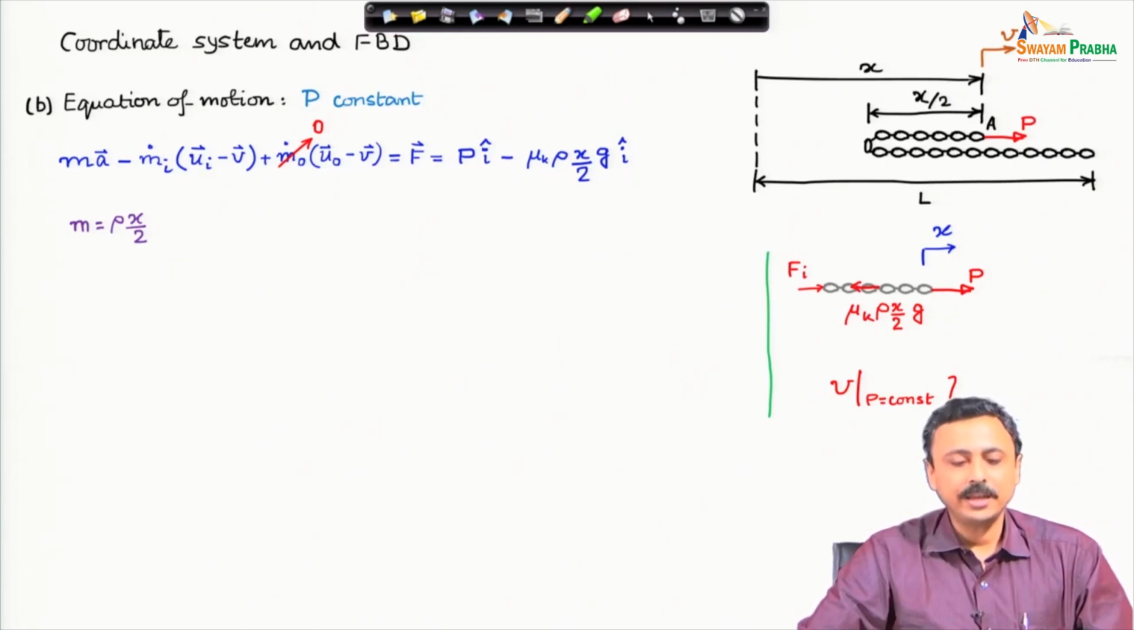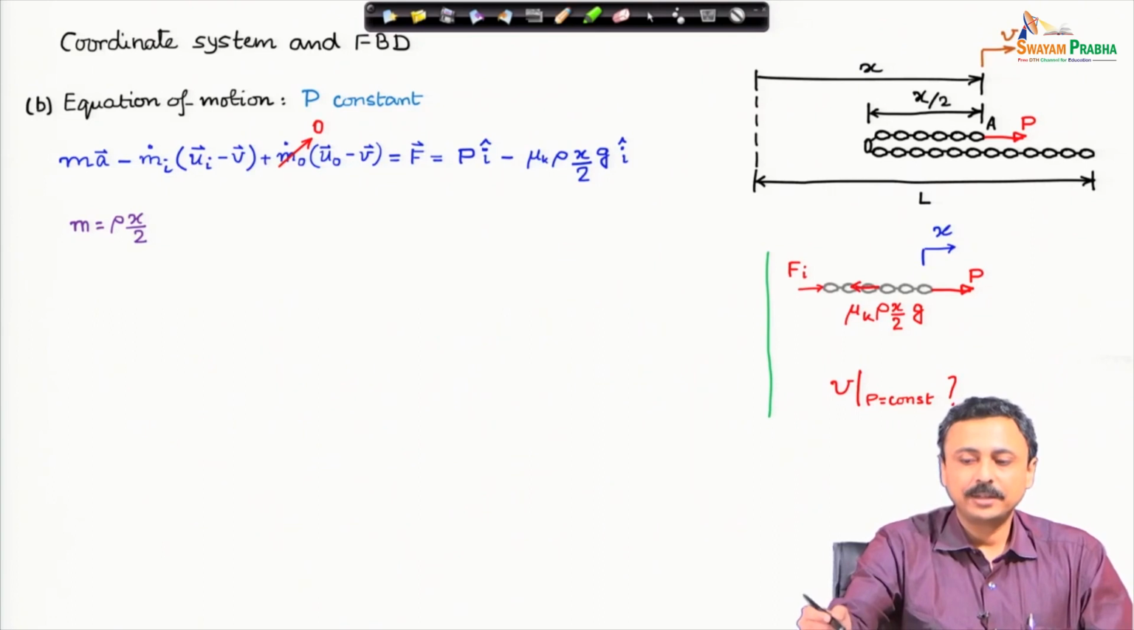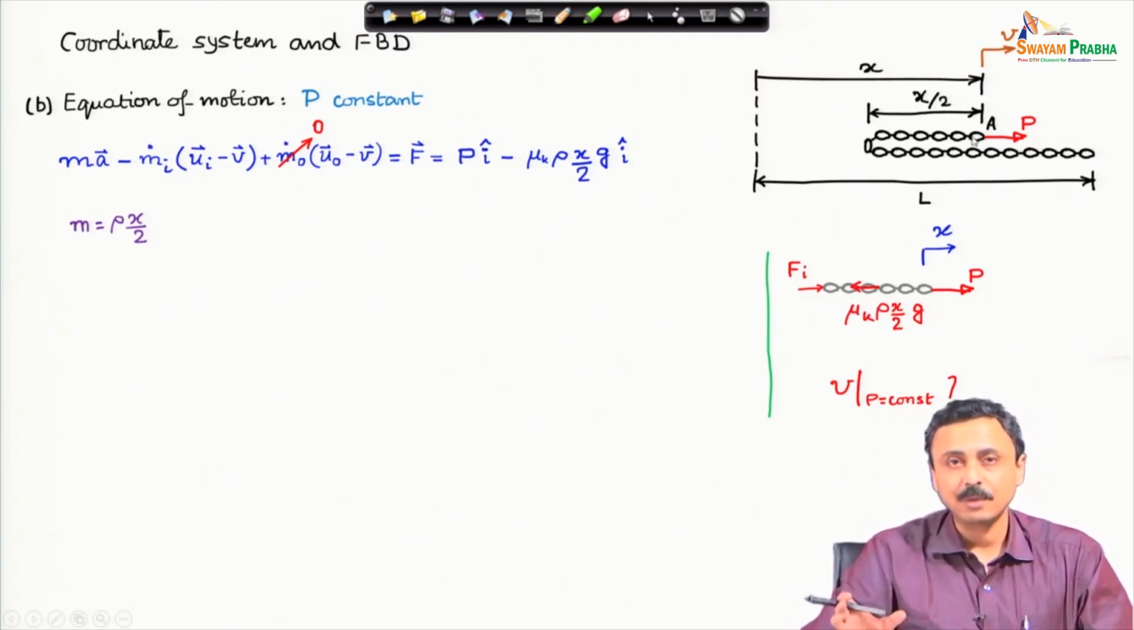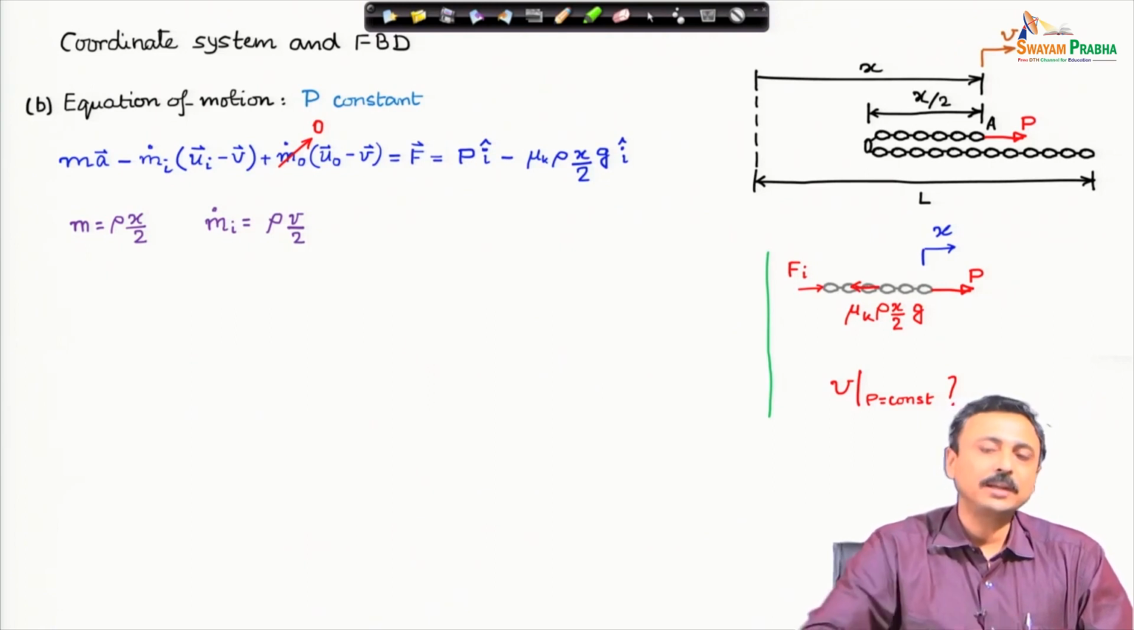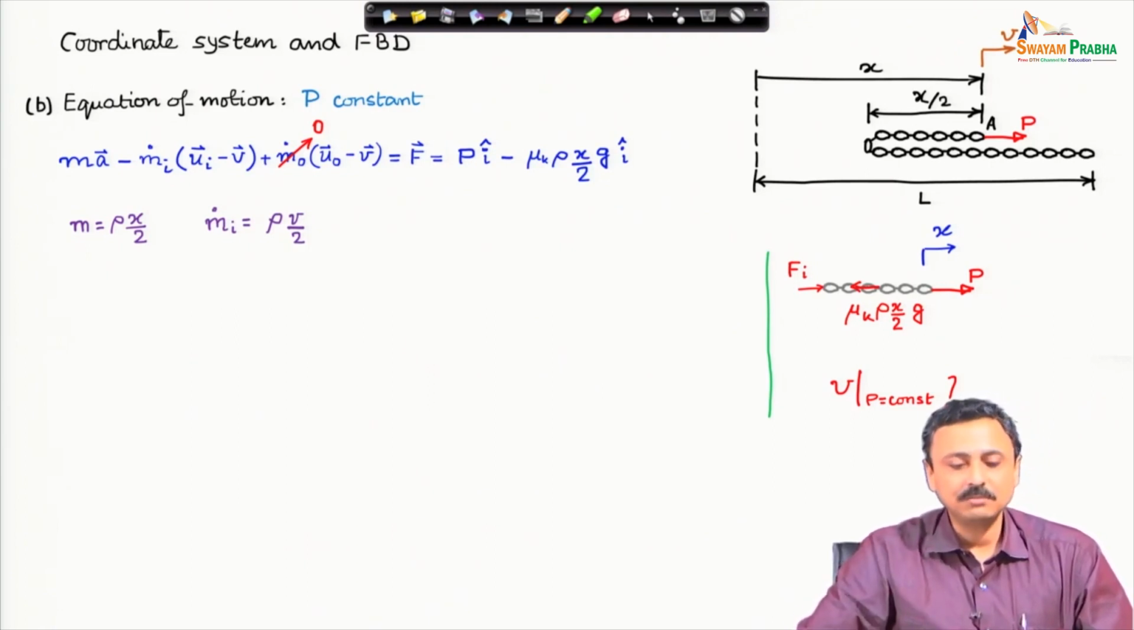Mass of the system at any point of time is rho x by 2, because at any point of time after the point A has moved a distance x, the length of the system, our system is that moving part, is x by 2. Therefore, mass at any point of time is rho x by 2, and you can differentiate this also to get the rate of mass addition, which will be rho v by 2, because x dot is v.